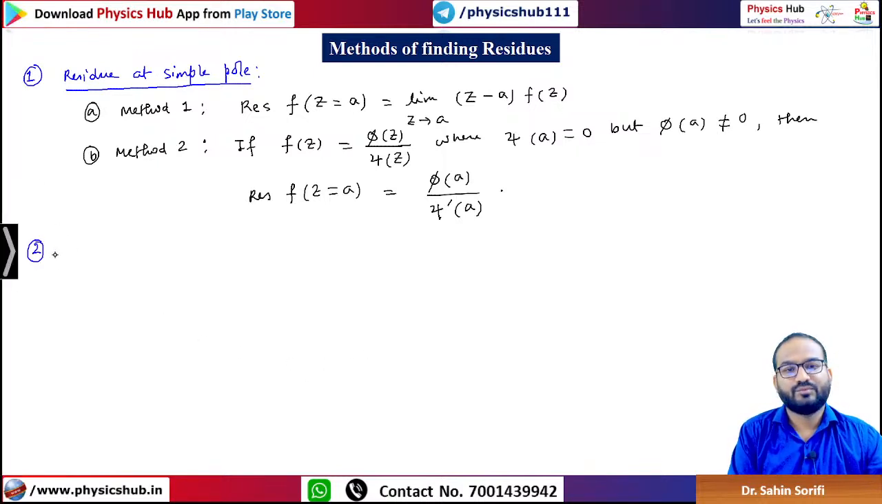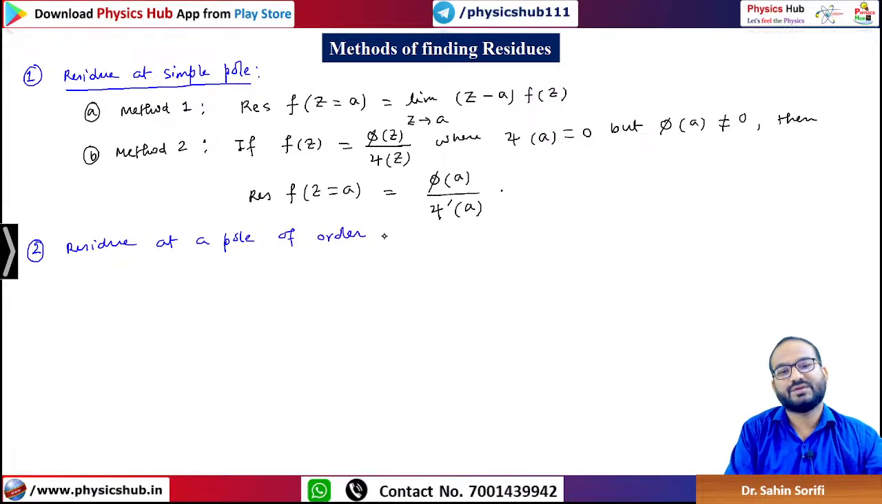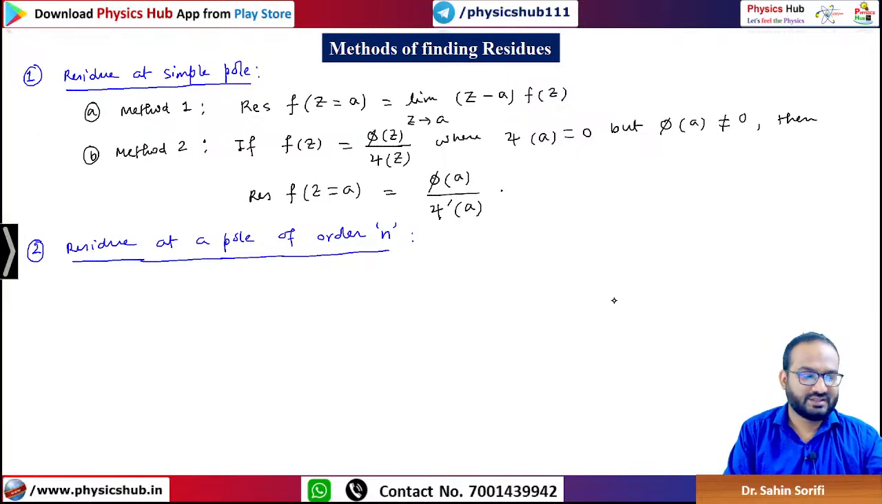Now if the poles have order higher than 1, not a simple pole, let's say we calculate for a general order n, the residue at a pole of order n. This is also used very much. All of these formulas you have to remember. We will solve many problems anyway, and you will remember the formulas automatically. You don't need to take stress for this.